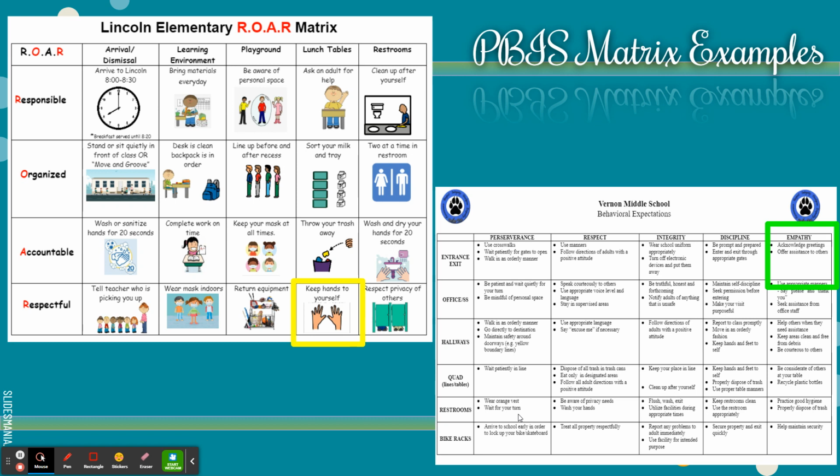Your school has already built their matrix. You will want to familiarize yourself with it so that you can support your students in learning the expectations outside of your classroom.